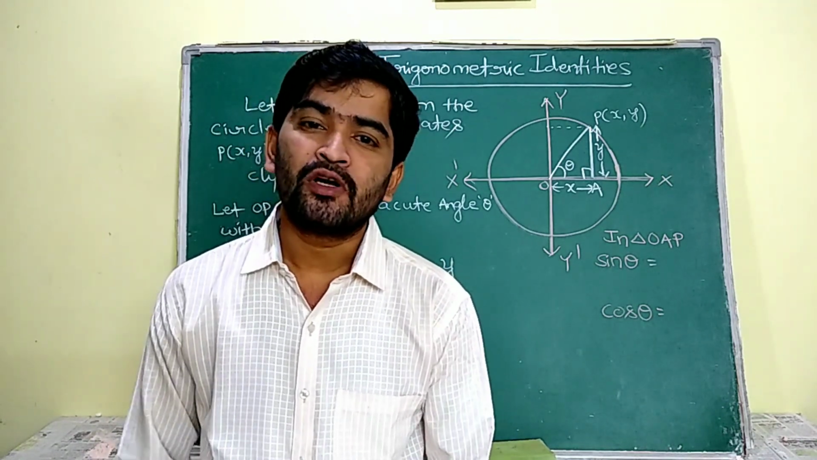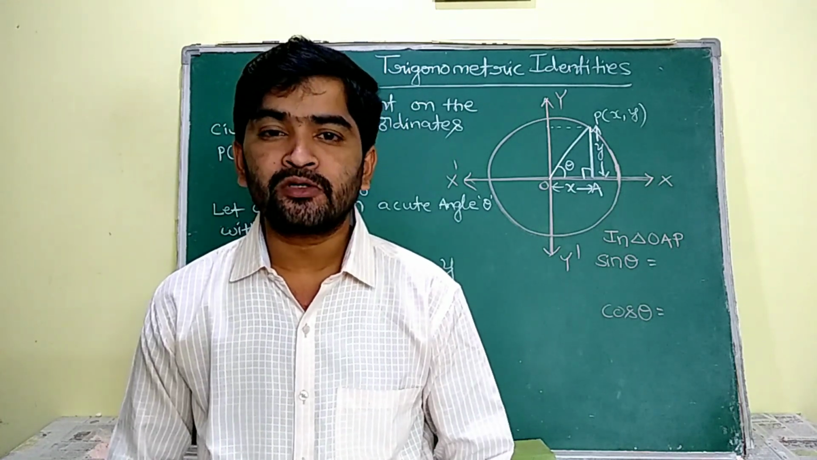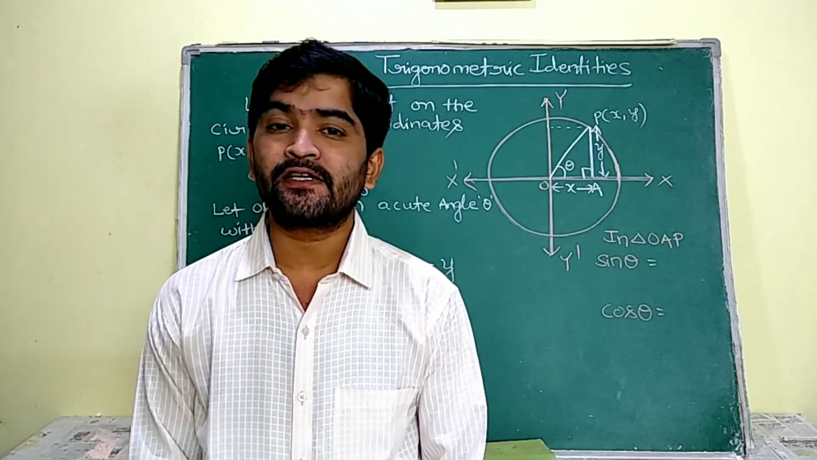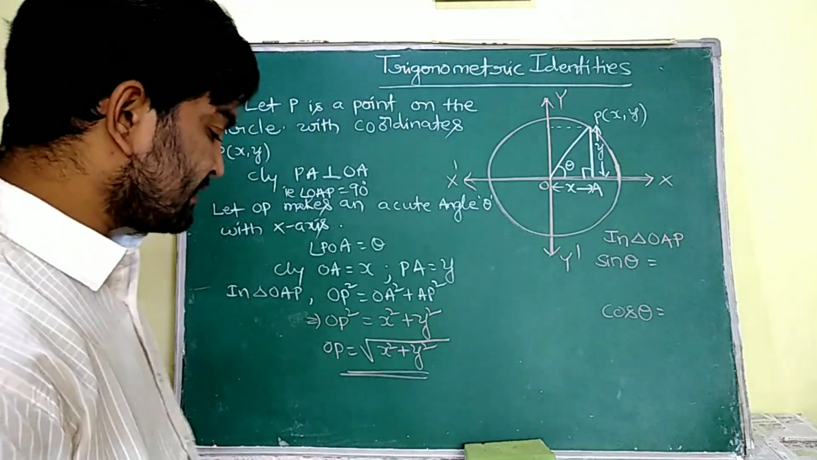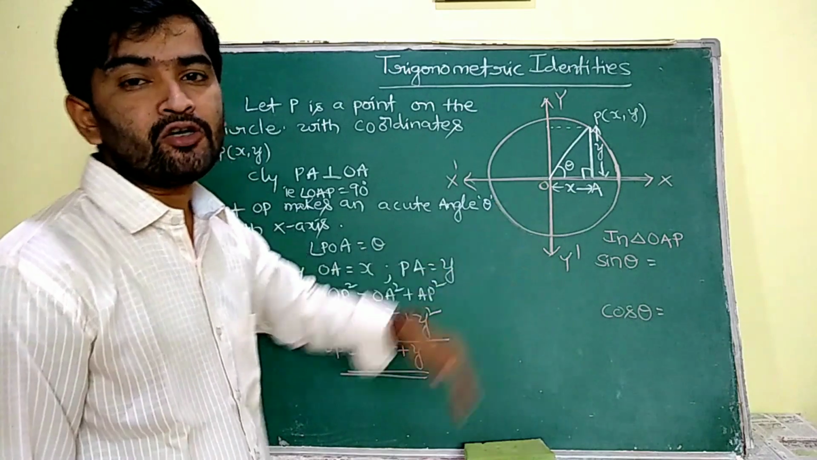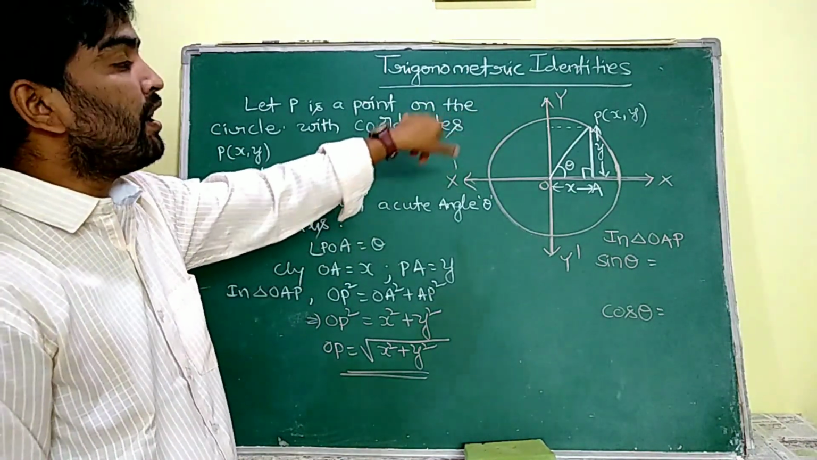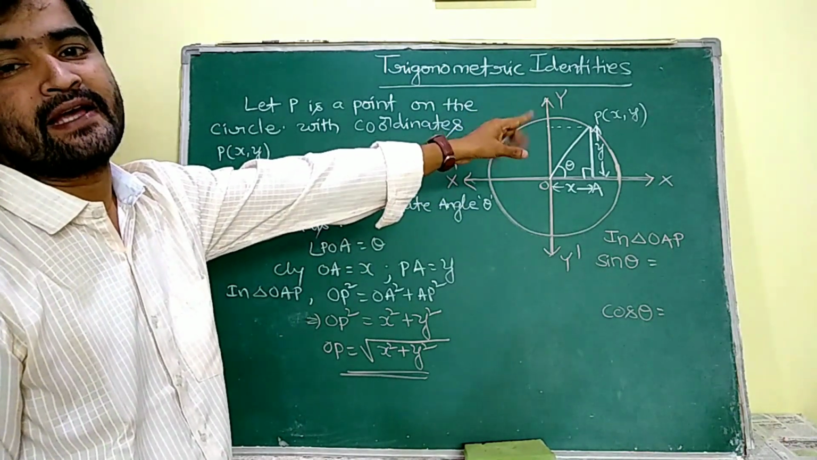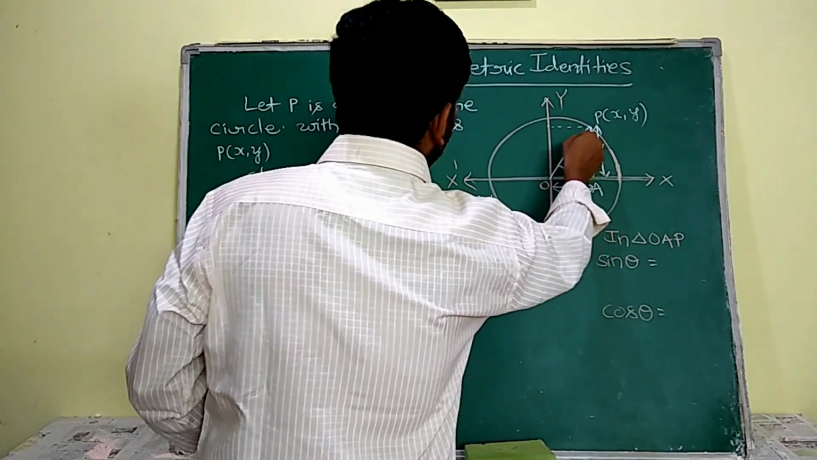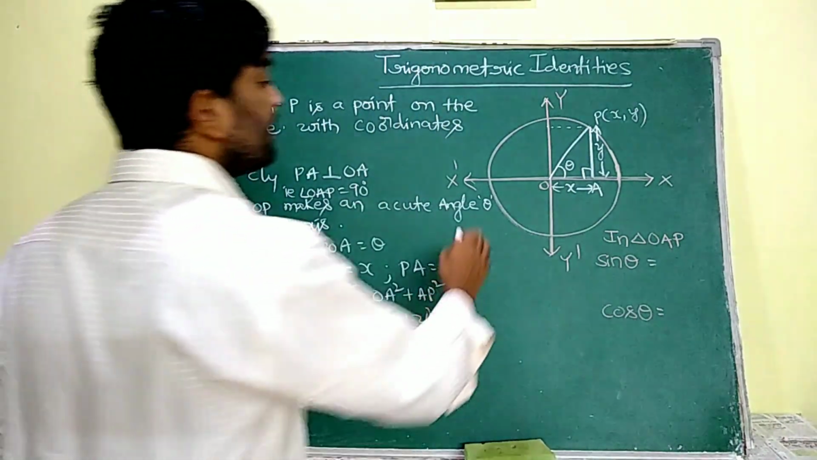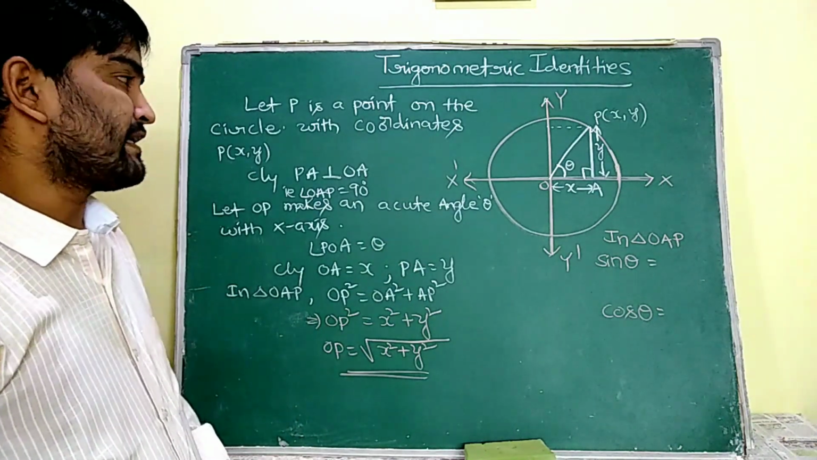Now in this video, we are going to discuss the trigonometric identities. Before going to discuss the trigonometric identities, we are going to discuss the unit circle. Let us consider a circle with center O, and a point P on the circle with coordinates x, y. Assume that OP makes an angle theta with the x-axis. These are the things we have to consider first in the circle.